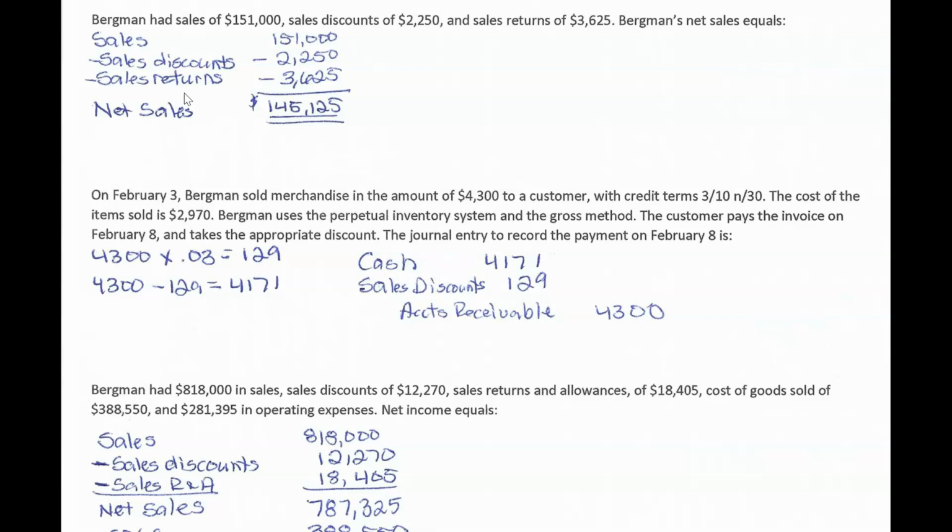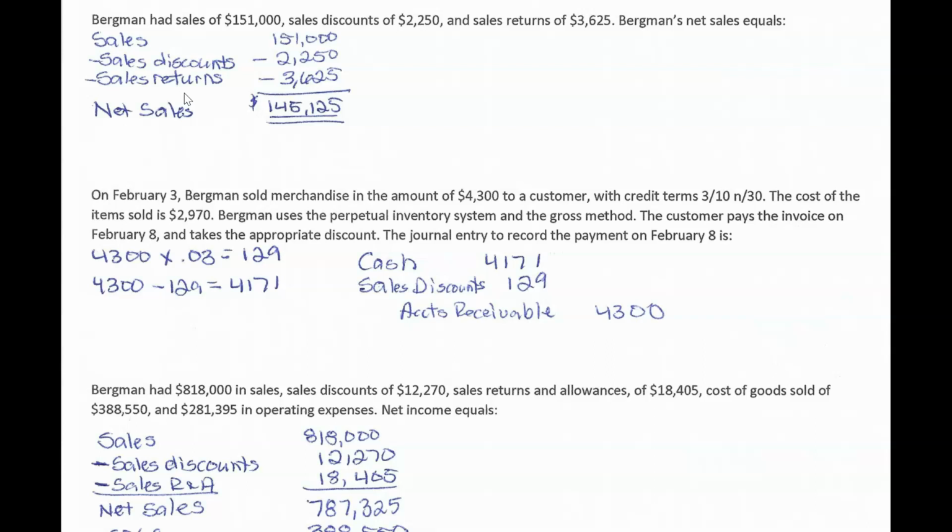Bergman uses a perpetual inventory system and the gross method. The customer pays the invoice on February 8th and takes the appropriate discount. What is the journal entry to record the payment? They sold merchandise for $4,300, and the customer will get a 3% discount if they pay within the time frame, and they're paying 5 days later. That's well within the 10 days.